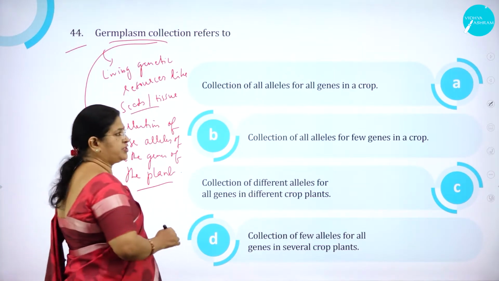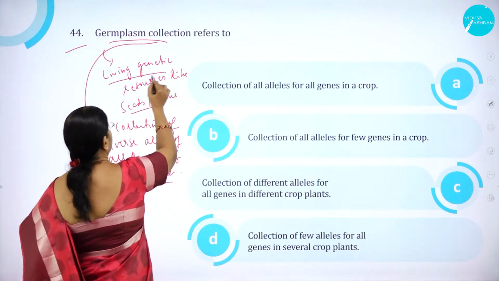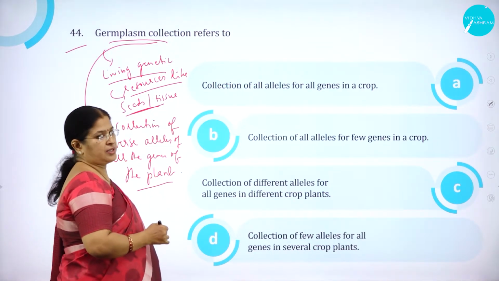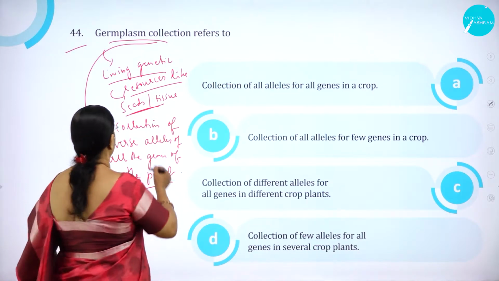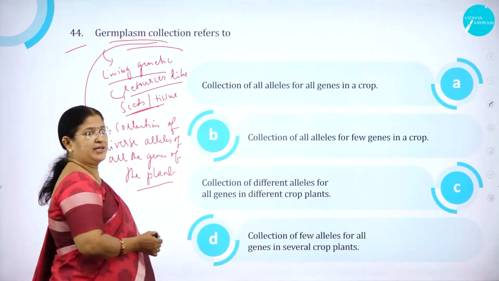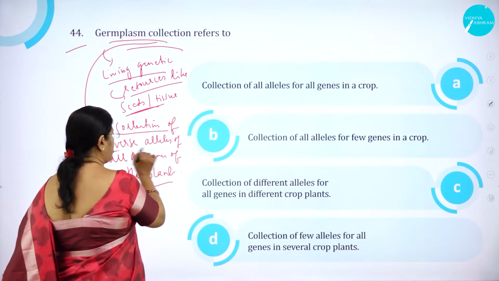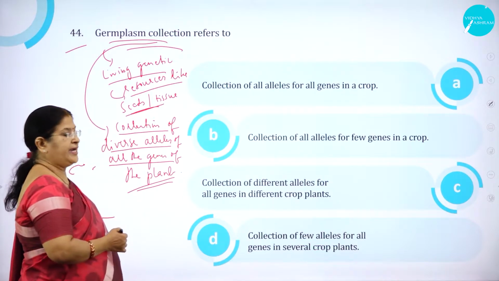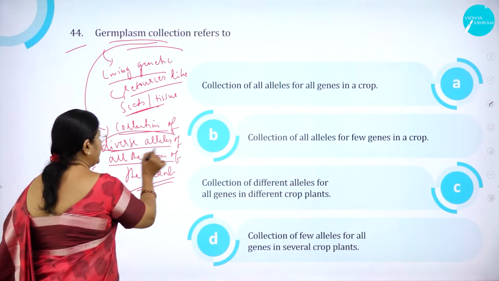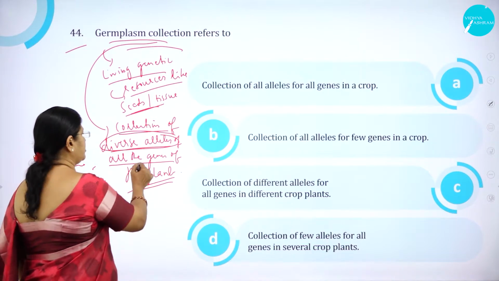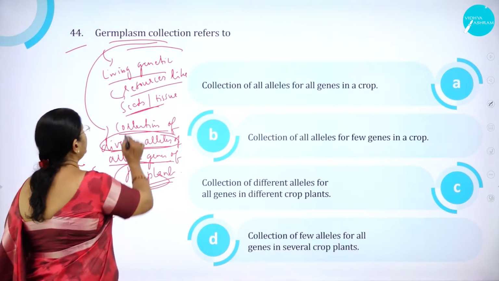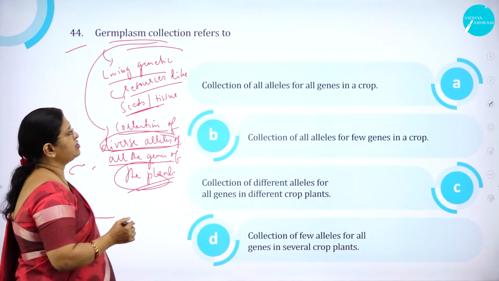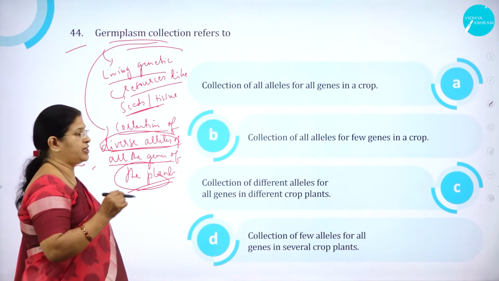Germplasm collection refers to. Germplasm means what? It is nothing but a living genetic resource like seeds, tissue, which is obtained through natural selection. So what is germplasm collection? It is nothing but what? Collection of diverse alleles of all the genes of the plant. It is a collection of different alleles of all the genes of the plant is called germplasm collection. So option A, collection of all alleles for all genes in a crop.